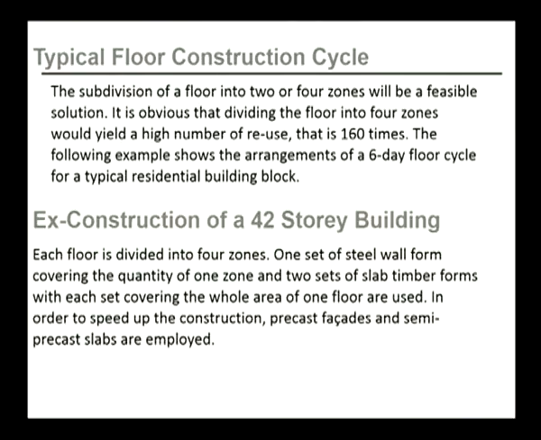The following examples show the arrangement of a 6-day floor cycle for a typical residential block. For example, if we take the construction of a 42-story building, each floor is divided into 4 zones. So, one set of steel wall form covering the quantity of one zone and 2 sets of slab timber forms, with each set covering the whole area of one floor, are used. In order to speed up the construction, precast facades and semi-precast slabs are employed.